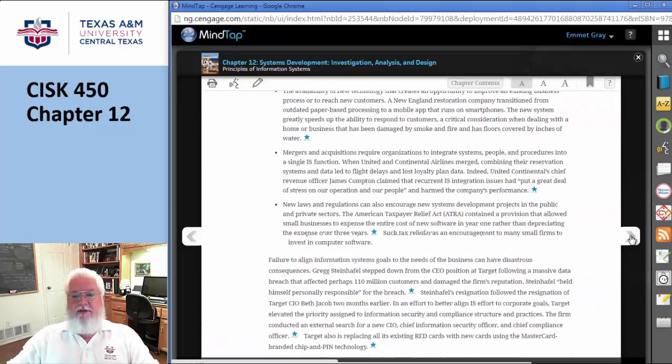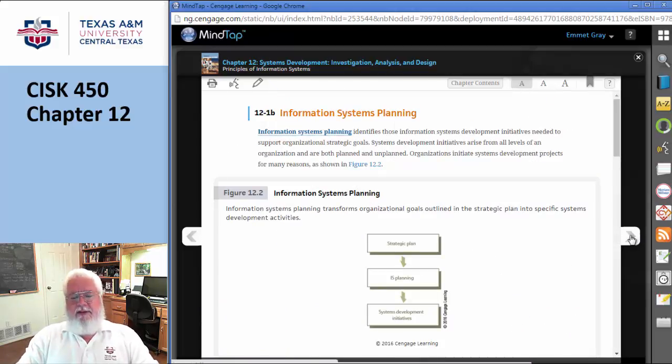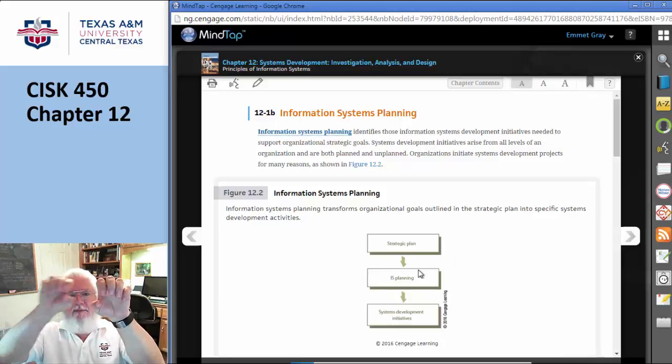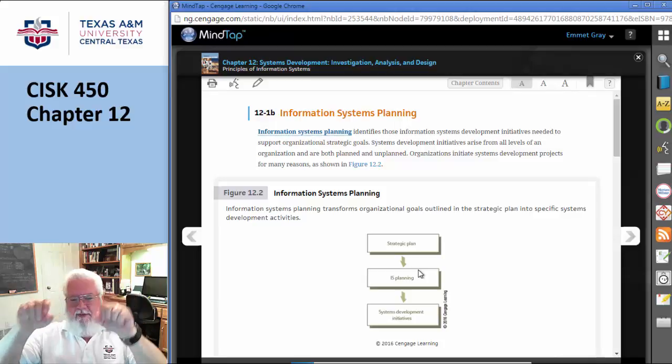Okay, so let's talk about how you start one of these projects. Information system planning: they make a distinction here about planning for information systems. They start with the business's strategic plan. So see the difference already? Information system planning is about starting with the strategic plan for the business, integrating your information system plan, and then you end up with some initiatives that you could possibly pursue. The business strategic plan by itself is not really going to be helpful, and the IS planning by itself is not going to be helpful. You need the two of them together. This diagram, I would have preferred it showing this plus this equals, because it takes both pieces to produce the system development initiatives.